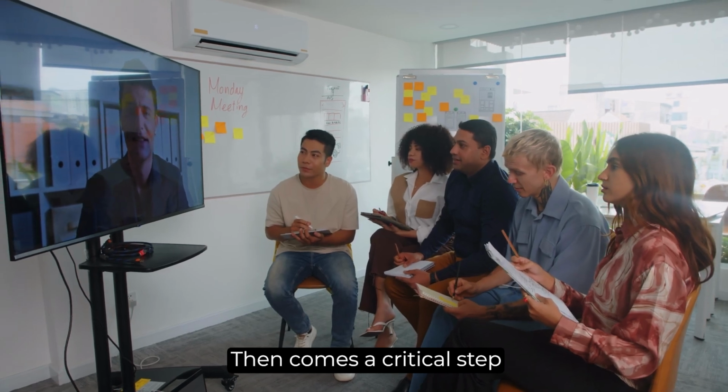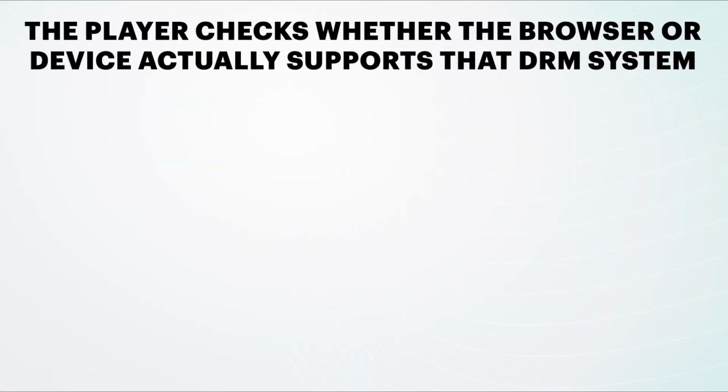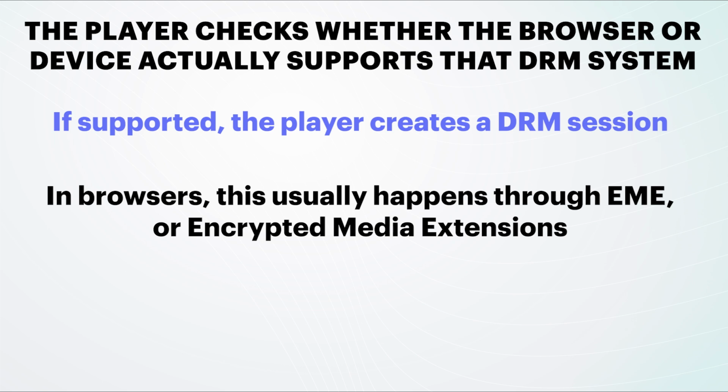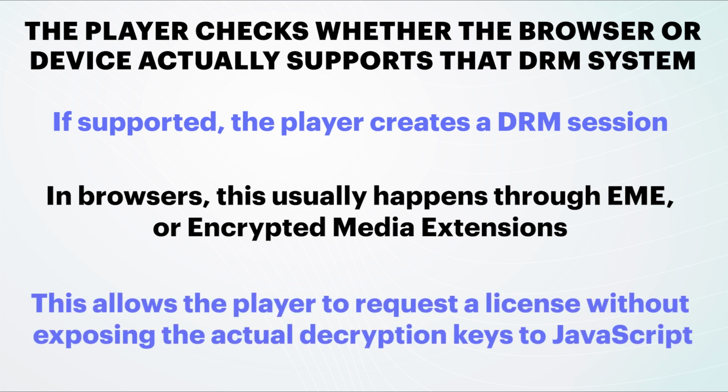Then comes a critical step. The player checks whether the browser or device actually supports that DRM system. If supported, the player creates a DRM session. In browsers, this usually happens through EME, or Encrypted Media Extensions. This allows the player to request a license without exposing the actual decryption keys to JavaScript.